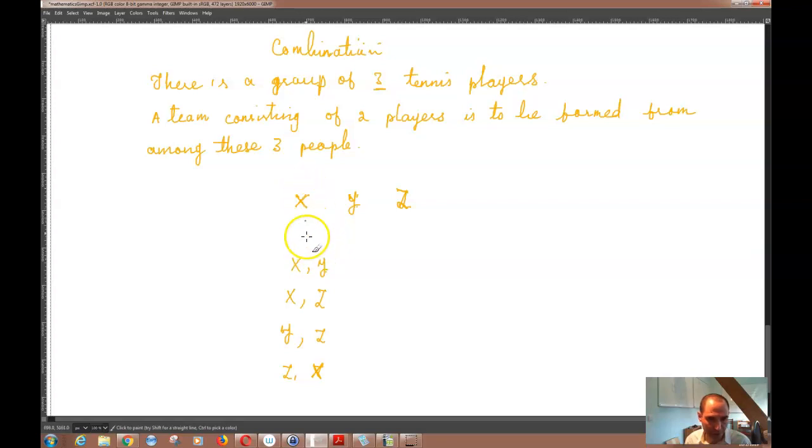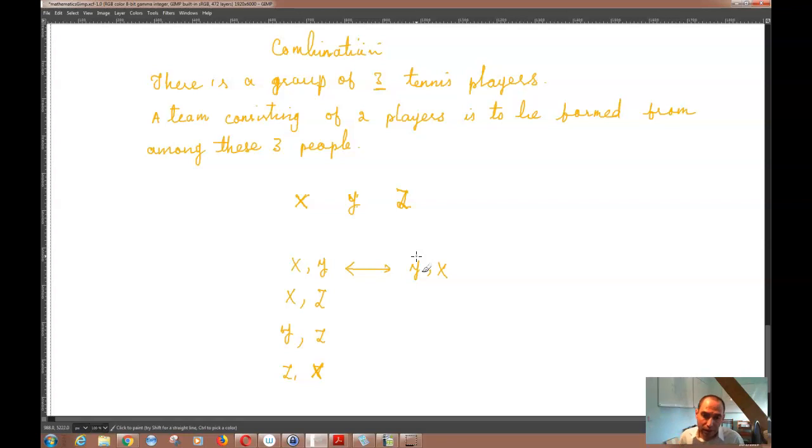But then in this process, for example, you picked X with Y. Of course, you can pick Y with X as well. The only difference between these two pairs is that the order is different. Here you've picked X with Y, here you've picked Y with X. But at the end of the day, since it is a team, X is playing with Y, or you can say that Y is playing with X, which is the same thing.